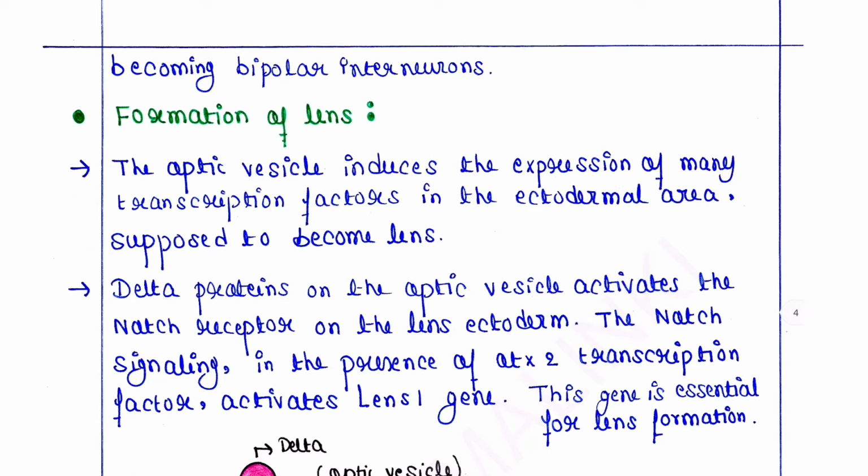Formation of lens. The optic vesicle induces the expression of many transcription factors in the ectodermal area that is supposed to become lens. So that part of the ectoderm will be induced by some transcription factors coming from the optic vesicle.